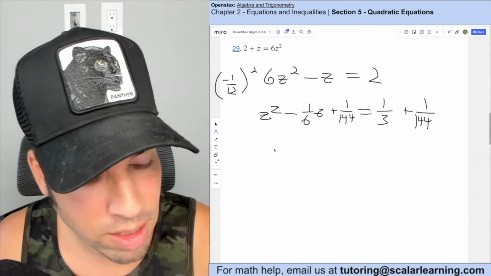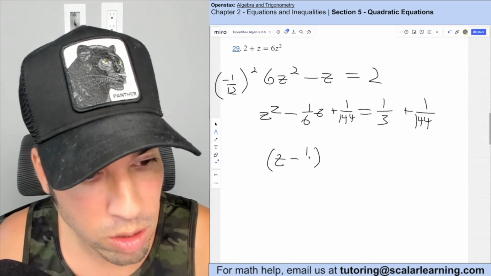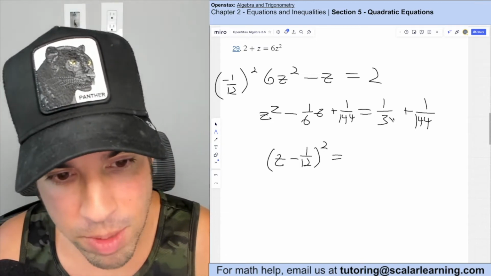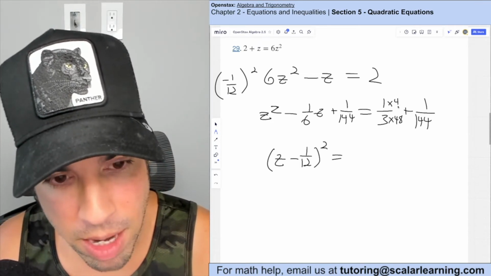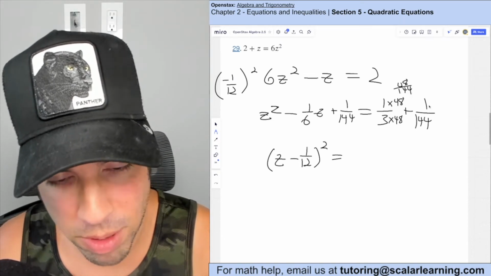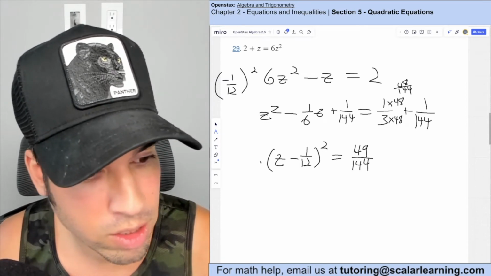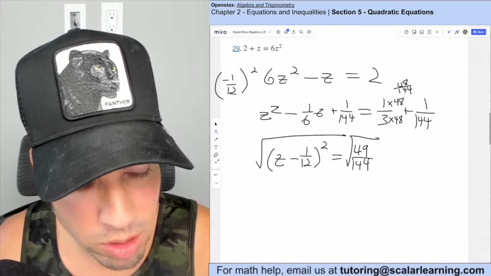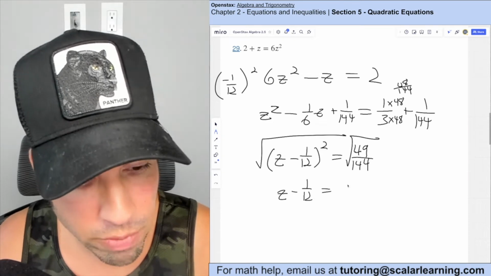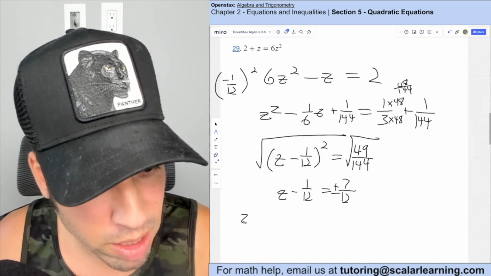So of course, this left side is going to factor into z minus this value, or plus that value, which is minus 1/12, and that's going to be squared equals. And then to get these to have common denominators, I'm going to multiply by 48 and by 48. So then it's going to be 48 over 144 plus 1 over 144, which is going to be 49 over 144, like so. Then I'm going to take the square root of both sides. And we've got z minus 1/12 equals square root of 49 is 7, square root of 144 is 12, plus or minus. So now I'm going to break it up into two equations.